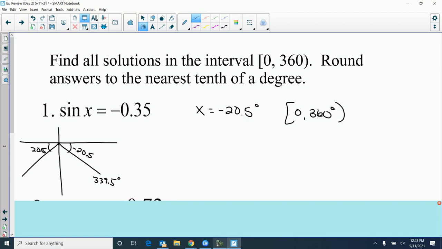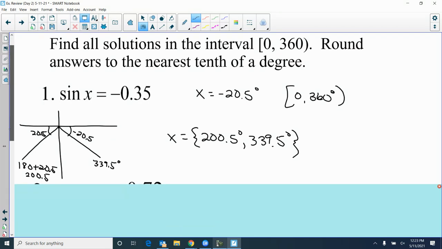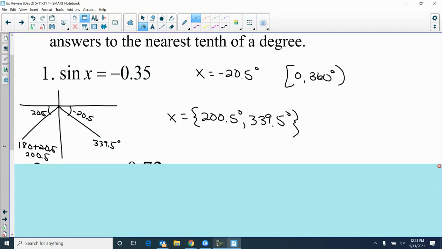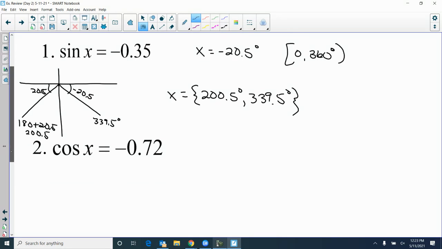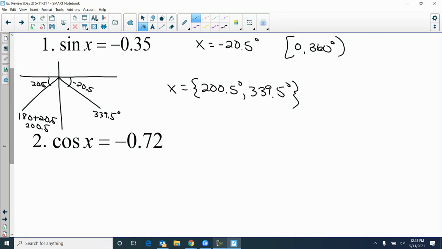So 339.5. That means my reference over here is 20.5. And that means I'm going to get 180 plus 20.5, which should be 200.5. So my two angles are x equals 200.5 and 339.5 for that. All right, cosine of x equals negative 0.72. All right, so you can come up with both answers.